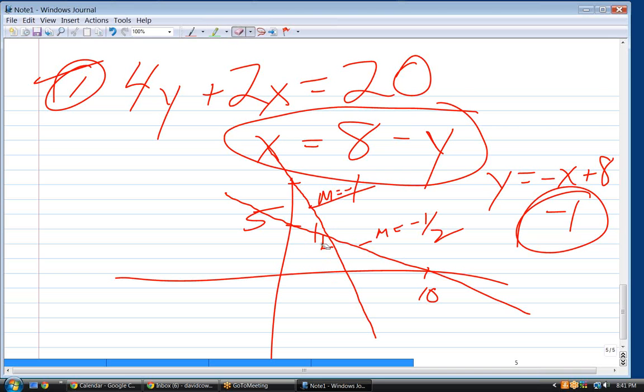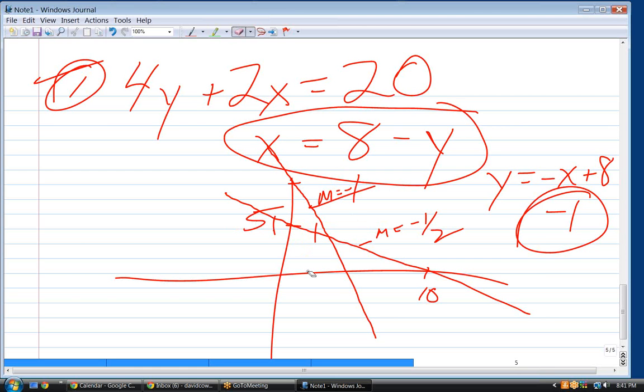That's all you really need to prove, is that one of these angles is not a right angle. I also know that's not a right angle because I got a slope. That would have to be a horizontal line for that to be a right angle, and a horizontal line would have a slope of 0.